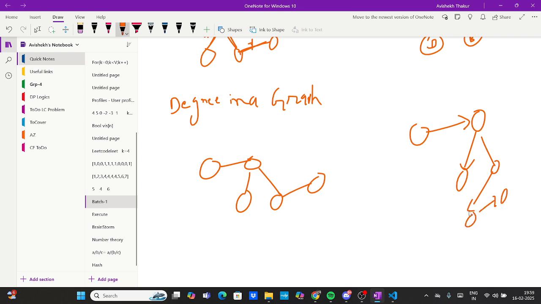So degree is nothing but, in an undirected graph, how many edges are associated with a node. So for this node, the degree is 1 because there is only one edge. For this node, the degree is 3. For this node, the degree is how much?